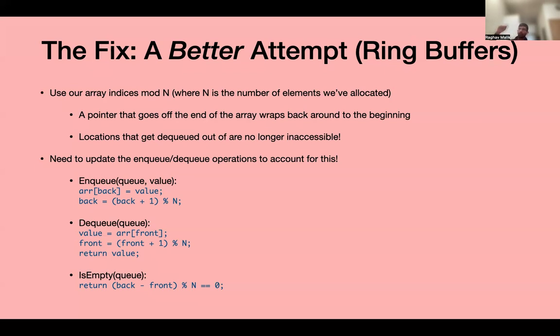Now, instead of just doing array at back plus plus equals value, we write to array at back, then we increment back, and we take it mod n, and so it wraps back around to the beginning. Same thing for dequeuing. Instead of just returning array at front plus plus, we grab the value at array of front, we increment front, reduce it mod n, and then return the value that we grabbed.